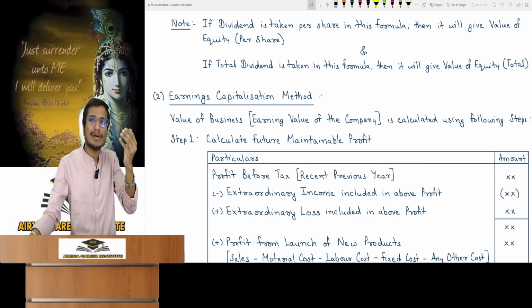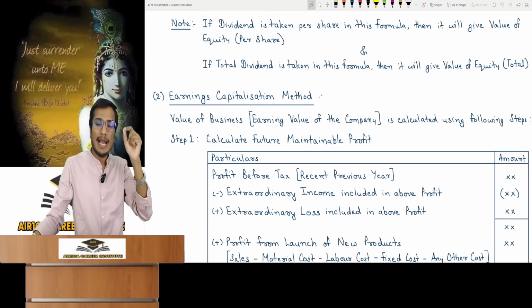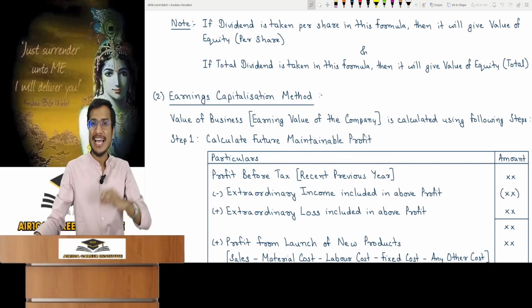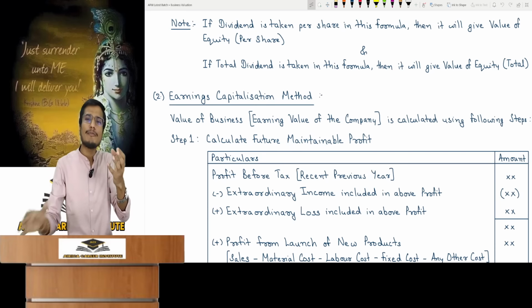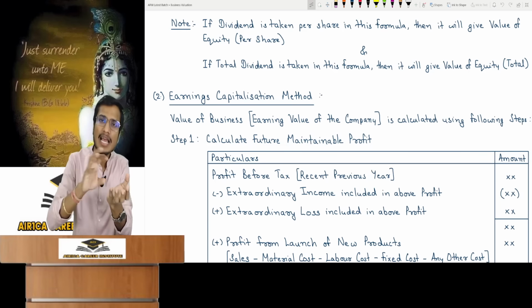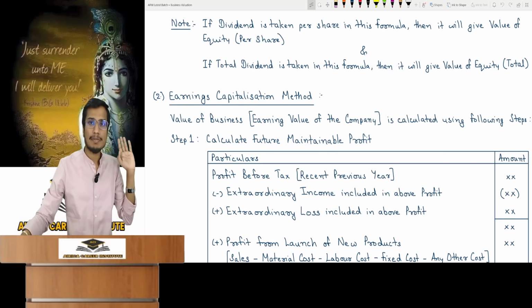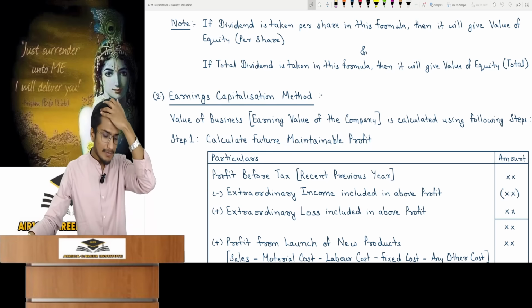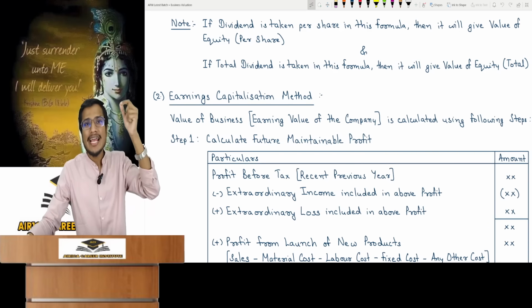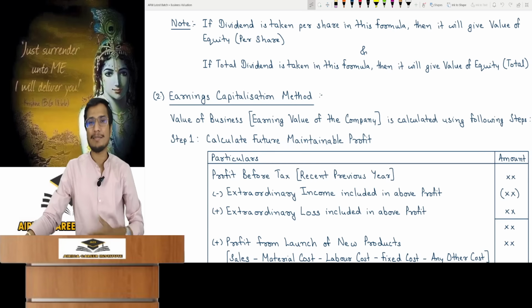Until now, all methods we've seen gave us the value of equity. But this earnings capitalization method will directly give you the business value, which means the firm's value. The value from this method is called the value of business because the institute says so, and the question will also ask for the value of business. Even if earnings capitalization method isn't mentioned, the data will show you to apply this. The value derived from this method is also known by another name, the earning value of the company.